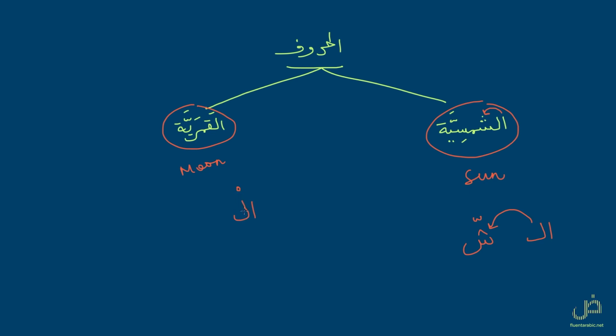When it comes to al-huruf al-qamariyya, we pronounce the alif lam clearly and we put a sukoon on the lam and make it very apparent. So we say al-qamar. Ash-shams, al-qamar.